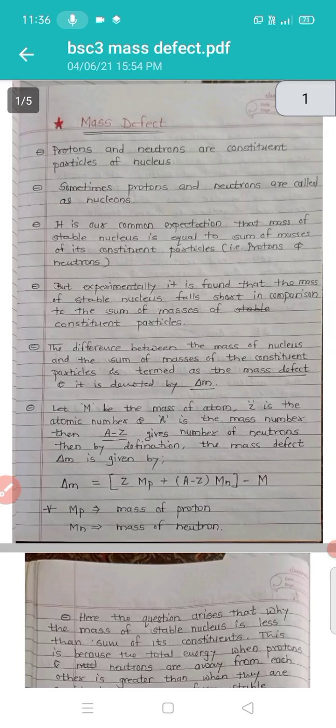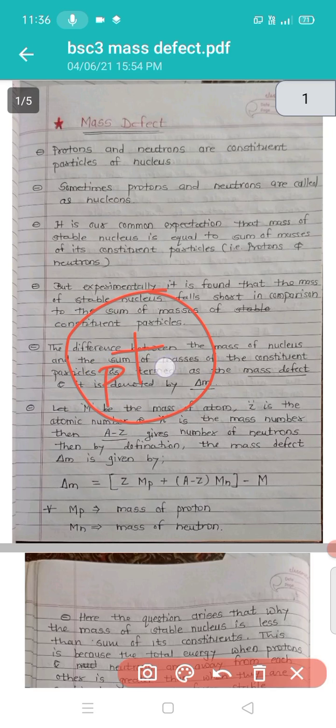Protons and neutrons are the constituent particles of the nucleus. These are known as nucleons.